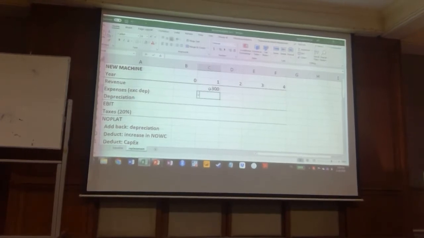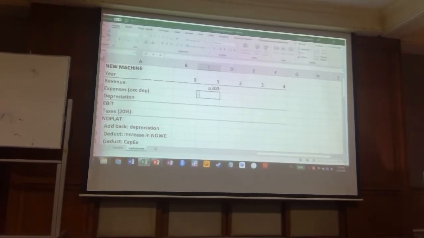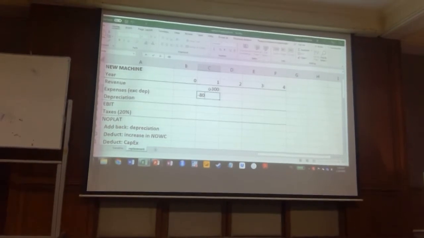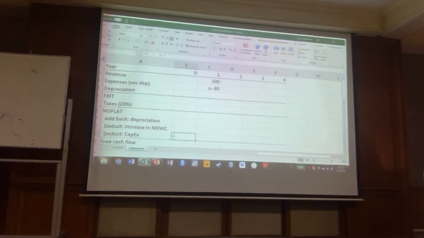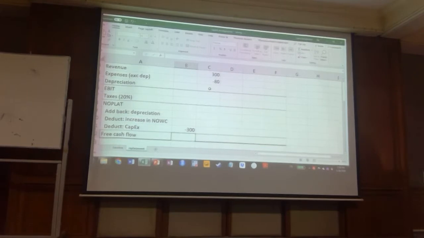Expenses. The new machine has lower operating expense, so it's going to cost us 80,000 for operating costs. Depreciation. It's going to cost us 300,000 for the investment machine. That means our depreciation is 75,000. So numbers, I use the same numbers in your example.